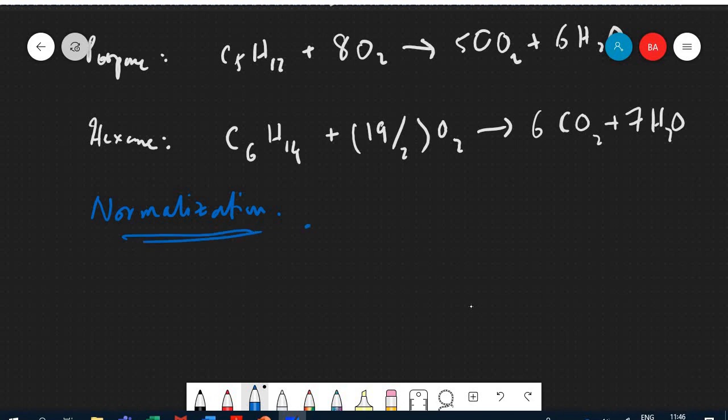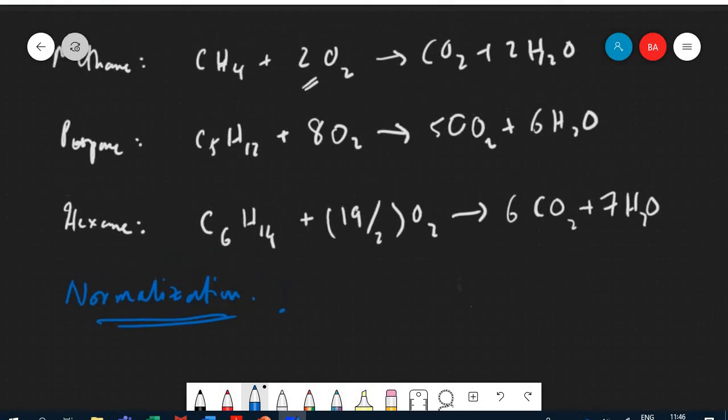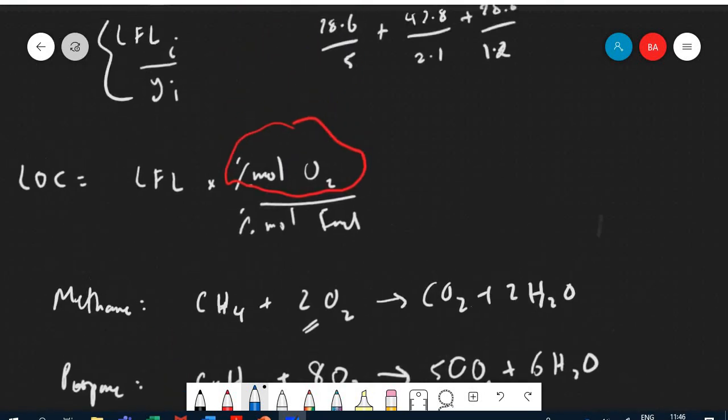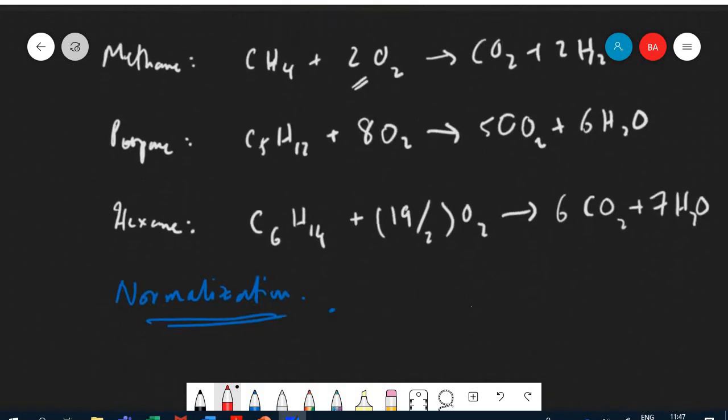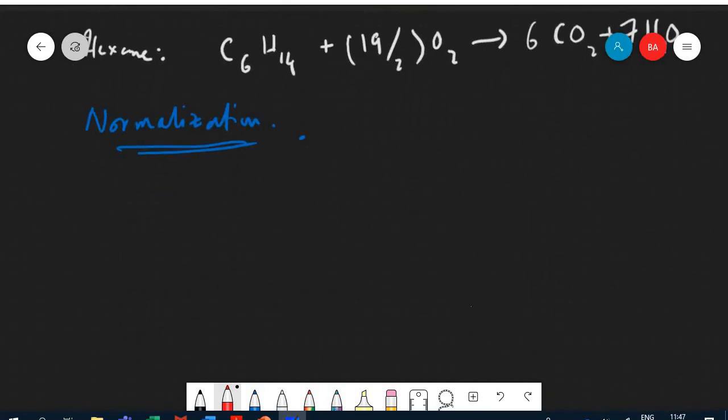And normalization, what does it simply mean? It simply means that we are going to consider using the specific compositions that I already have. The specific compositions that I already have are these ones here. These are the percentages that I have, which are already normalized if you sum all of them to 1. So I'm going to use those conditions there.